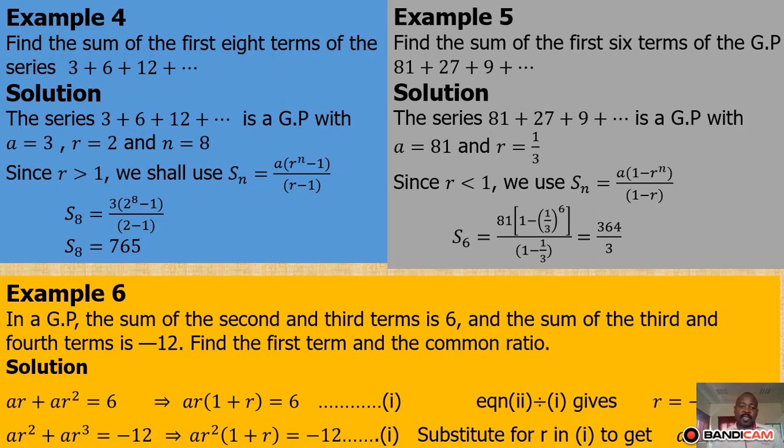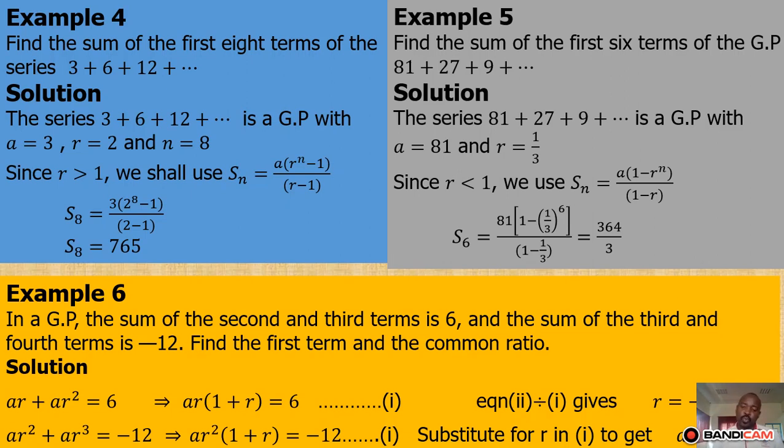the sum of the third and the fourth term is negative 12. So the third term is AR squared and the fourth term is AR cubed. This means AR squared plus AR cubed is equal to negative 12. If we factorize out the common term, AR squared, we get AR squared into 1 plus R equals negative 12. We can call this one equation 2.